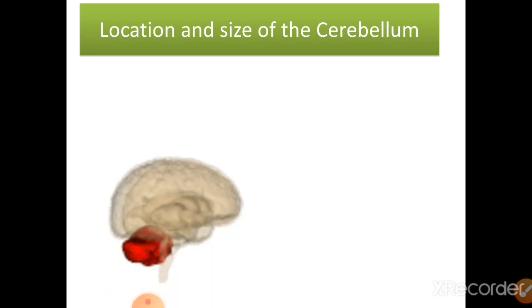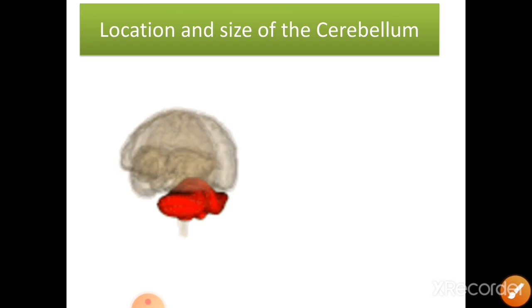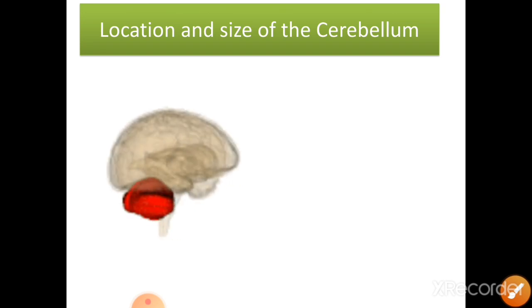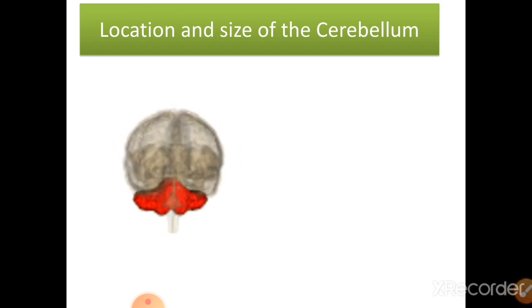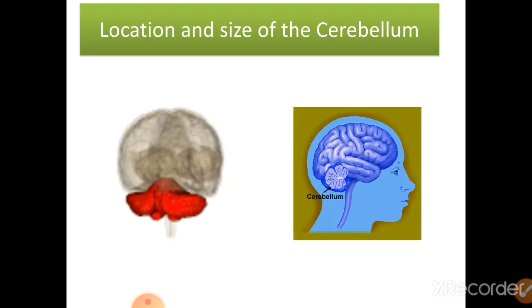Okay, so now we move to the location and size of the cerebellum. Before this, we will do the cerebellum. So what is cerebellum? Cerebellum is the second part of the brain. It is located just below the cerebrum. Can you see this red portion here? So this is the cerebellum.